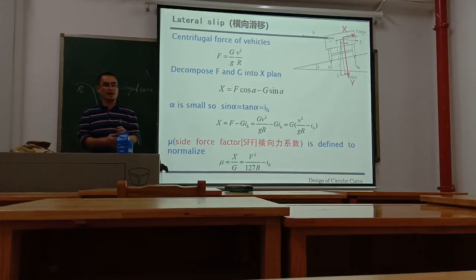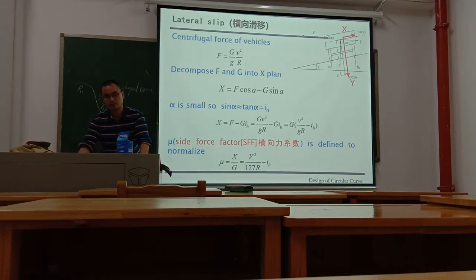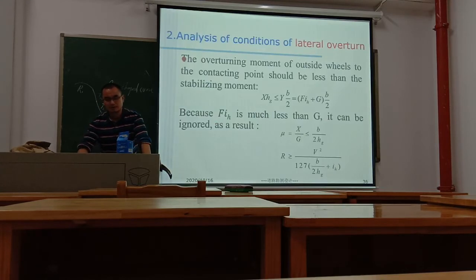So, side force divided by gravity. This is the expression of mu. V is velocity. R is radius. IH is cross slope.